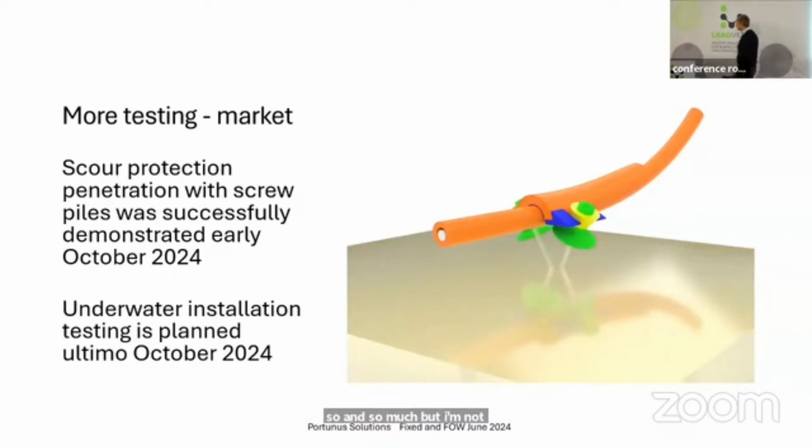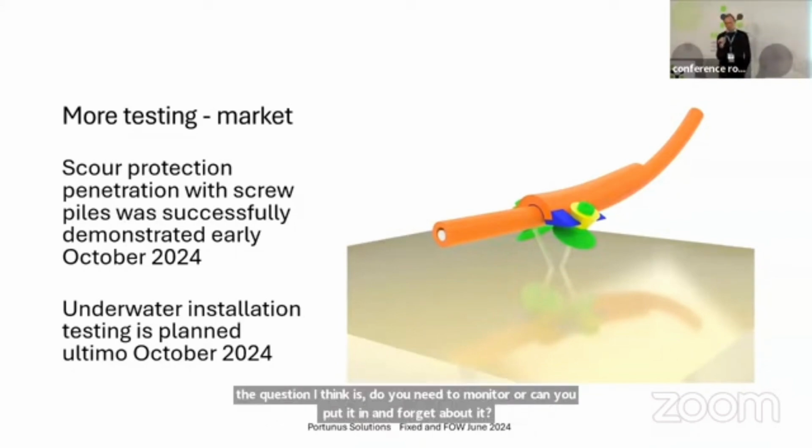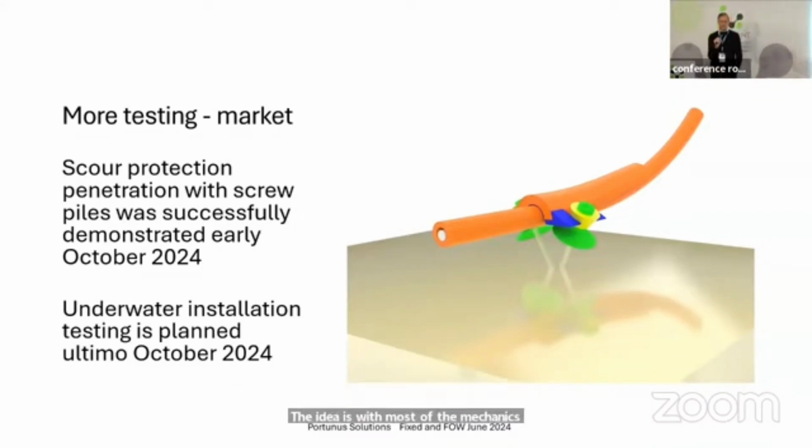But the question I think is, do you need to monitor, or can you put it in and forget about it? The idea is that with most of the mechanics in bend stiffening, we are learning from offshore oil and gas, and none of those are instrumented.